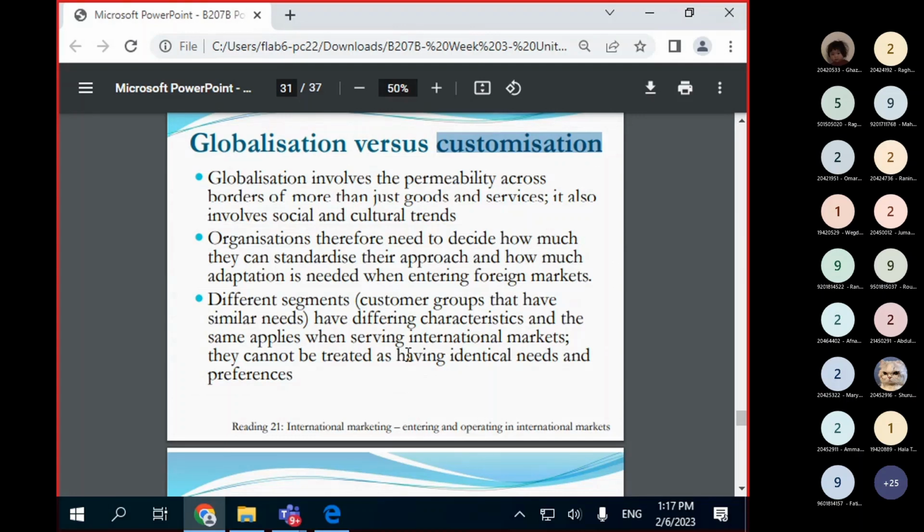So first is the product. Second is the price. We need to understand how much my target market is willing to pay. The price should be within the range of the ability, within the ability of the people that I am targeting. Okay, so that's the second P of the marketing mix. The third P is what?